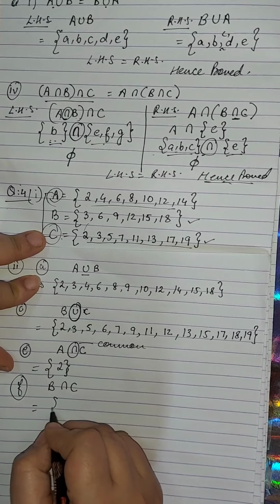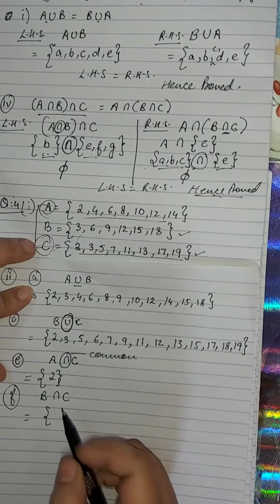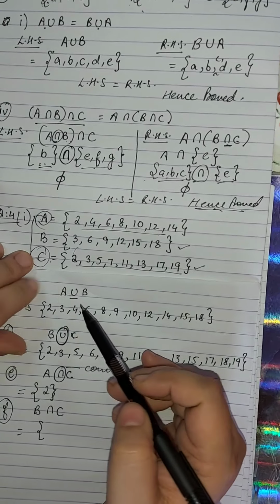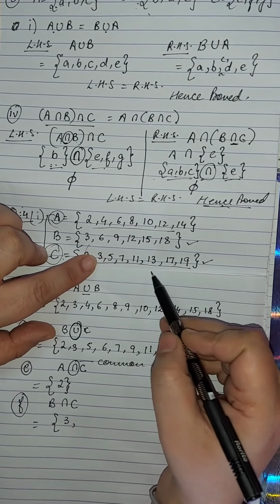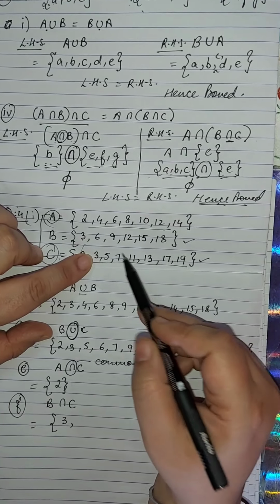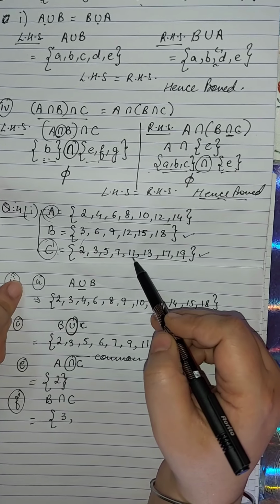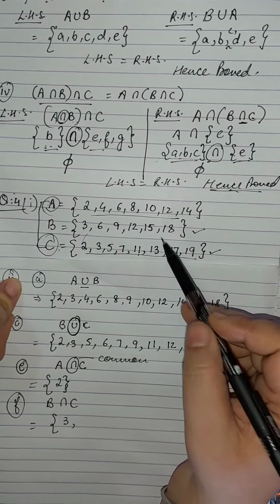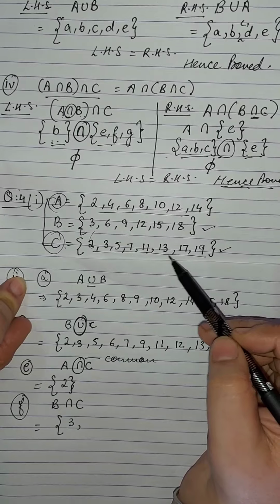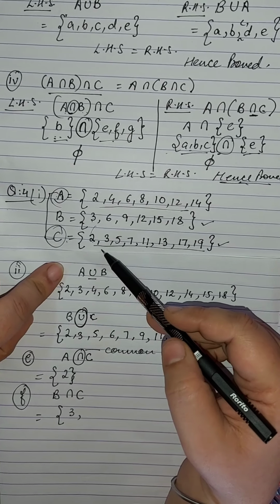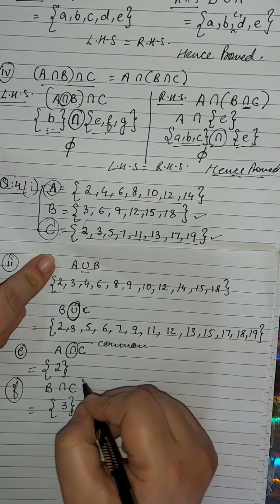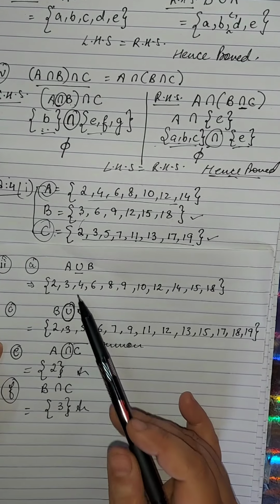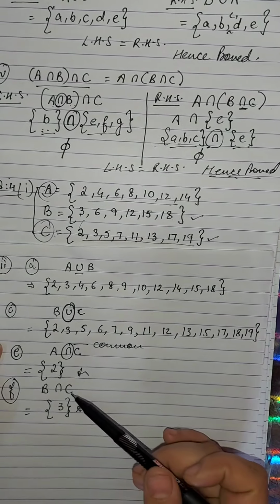If we take F part, B intersection C. Now we have to find common in B and C set. B और C set में common क्या है? 3 is there. Any other element which is common in both these sets? 6 C set में नहीं आता, 12, 11 ऐसे आपके एक दूसरे में नहीं आते हैं elements. So which is common in both these sets? 3. So 3 is your answer. So like this you have to find union and intersection.